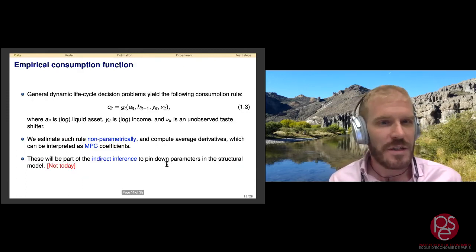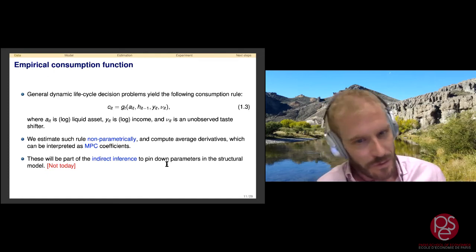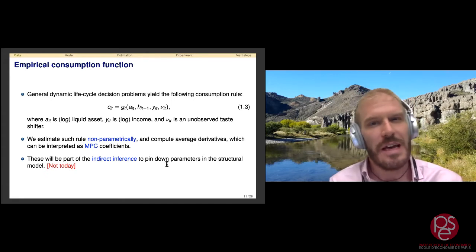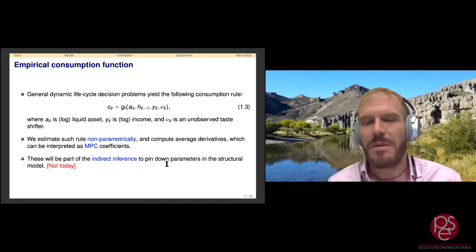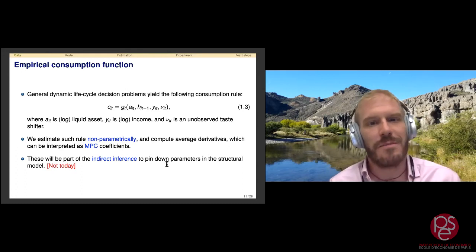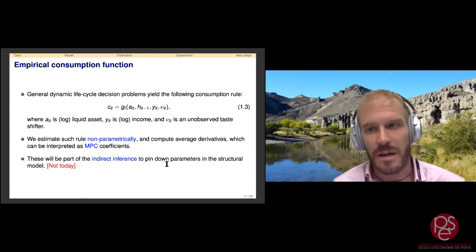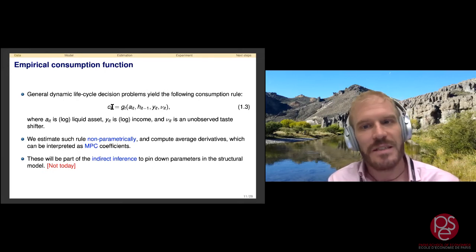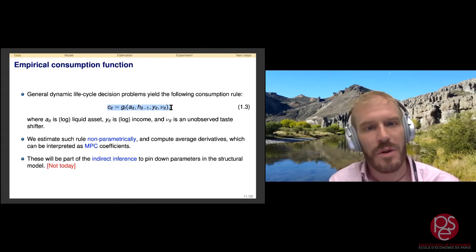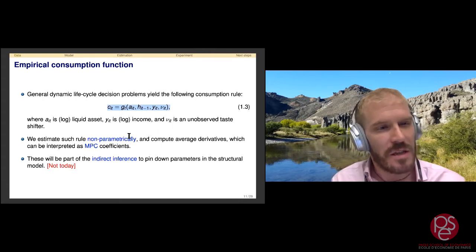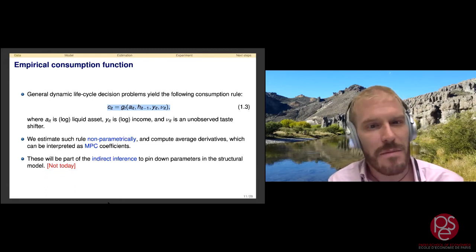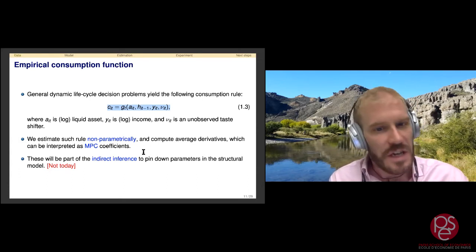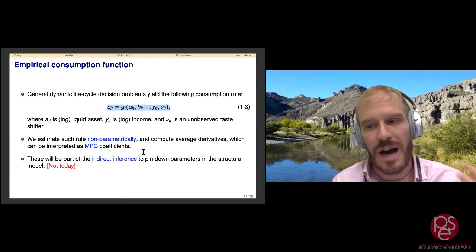And the third set of estimations that we want to carry out in the data, before imposing too much structure, is about trying to estimate a non-parametric or semi-parametric consumption function. If you think in terms of a general dynamic life cycle decision problem, you can think of a consumption rule of the form 1.3 here, where consumption depends on the logarithm of liquid assets, income, wealth, and some unobserved taste shifters. So what we do is we go to the data, again, to the same data set, a panel of households.